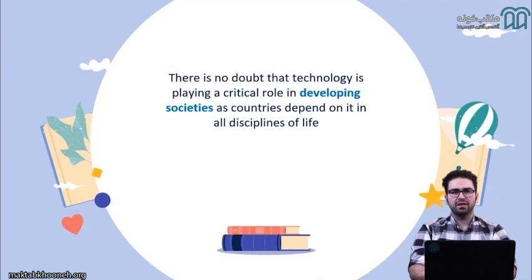So developing societies, there are 3 different types of societies. Developed societies, developing societies and underdeveloped societies.